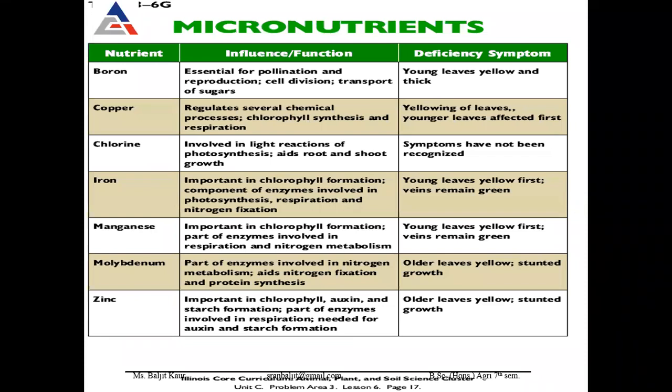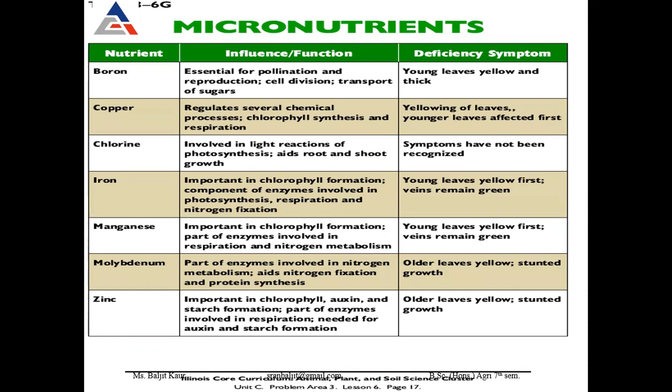And if there is deficiency of manganese, the young leaves again will show symptoms first. That is again yellowing of the younger leaves, and veins will remain green. And in molybdenum deficiency, the older leaves show the symptoms of yellowing first. And same in the case of zinc, the older leaves will show yellowing first, and there will be stunted growth.